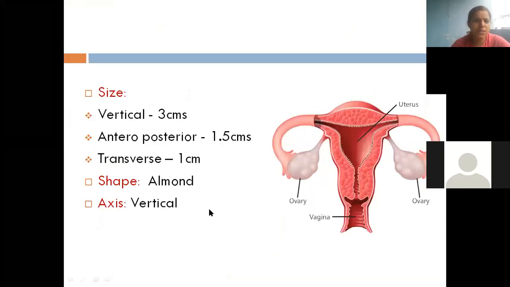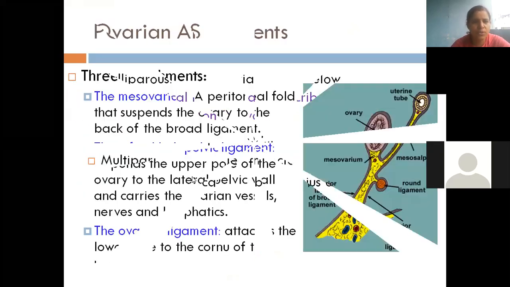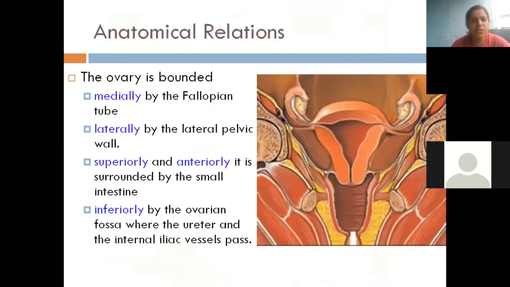When you see the gross features, the vertical measurement is 3 centimeters, transverse measurement is 1 centimeter, and anteroposterior is 1.5. It looks like an almond. And the axis is in the vertical position. Then we have relations, which is asked.